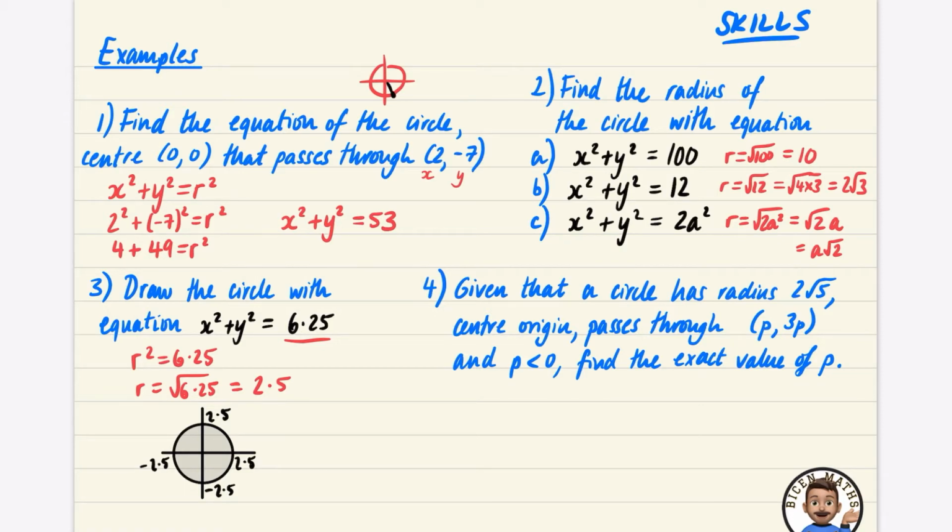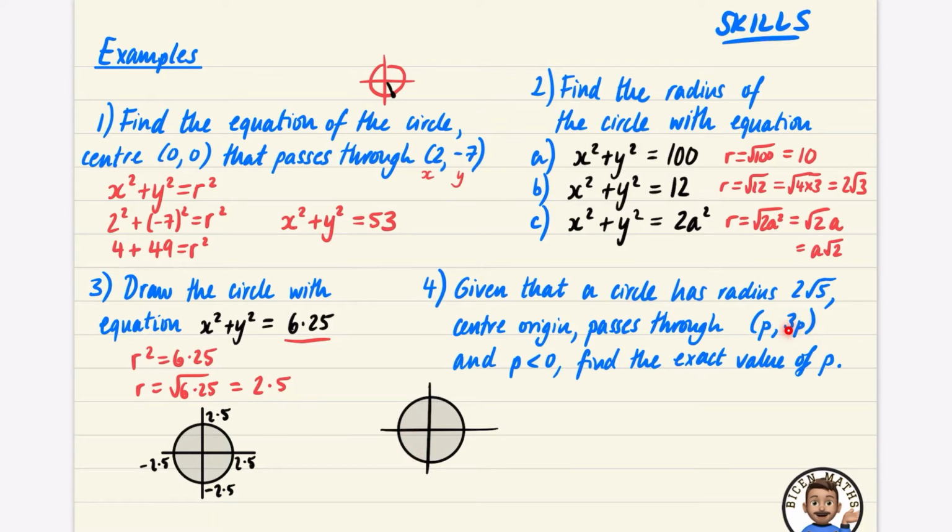Okay, so this is maybe a little bit abstract to think about what's going on in this question. This is a bit harder to think about what's actually happening, but we could have a quick idea of drawing a sketch of this, because sometimes sketches help us visualize what's going on. So we're going to have a circle which is centered at the origin, and it says that it's got a radius of 2 root 5. So I know that the radius is going to be 2 root 5, and it says that p is less than 0, and we have (p, 3p). So if p is less than 0, this will be negative, and this will also be negative. So I know that negative x and negative y is going to be somewhere down here.